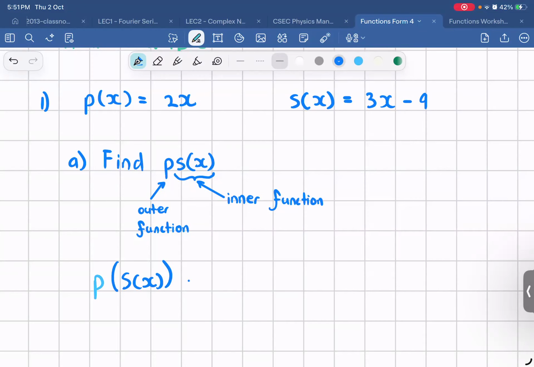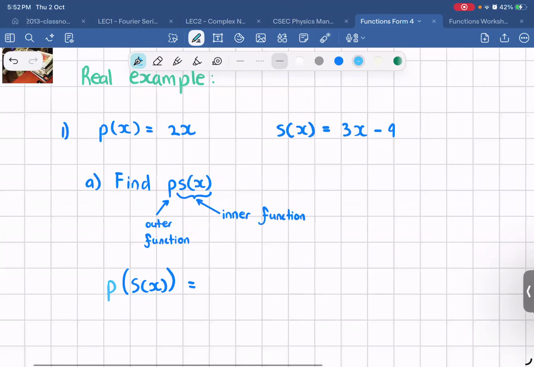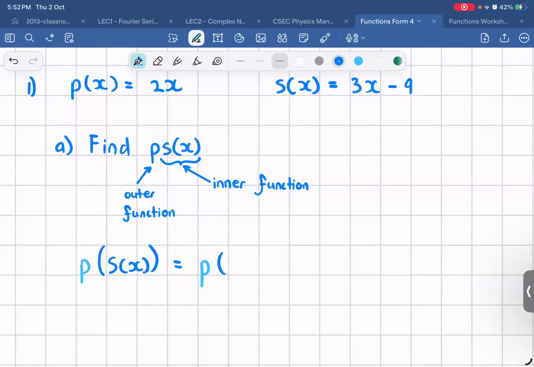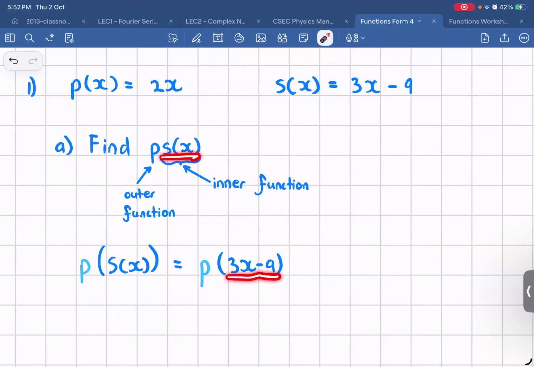So stay with me. I have p s of x. Let me just make a substitution first. Can somebody tell me what s of x is? What's that function? What's s of x equal to? 3x minus 9. Okay, is anybody confused up to this point? They want me to find p s of x, and all I did was write what s of x was. Is anybody confused? Yes, I'm a little confused. Okay, you're a little confused.